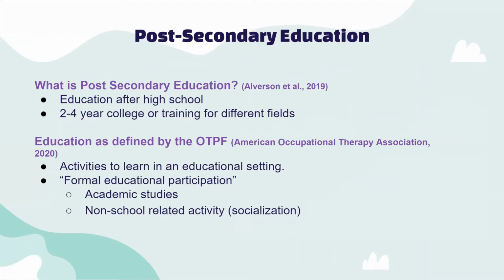So what is post-secondary education? It's any education after high school. This can include 2 to 4 years of college or even vocational training for different fields. And the OTPF defines education as any activity that allows you to learn in an educational setting. And here we'll be focusing on formal educational participation. So this includes academic studies such as writing, reading, being able to do your homework, but it also includes non-school related activities such as socializing with your classmates.